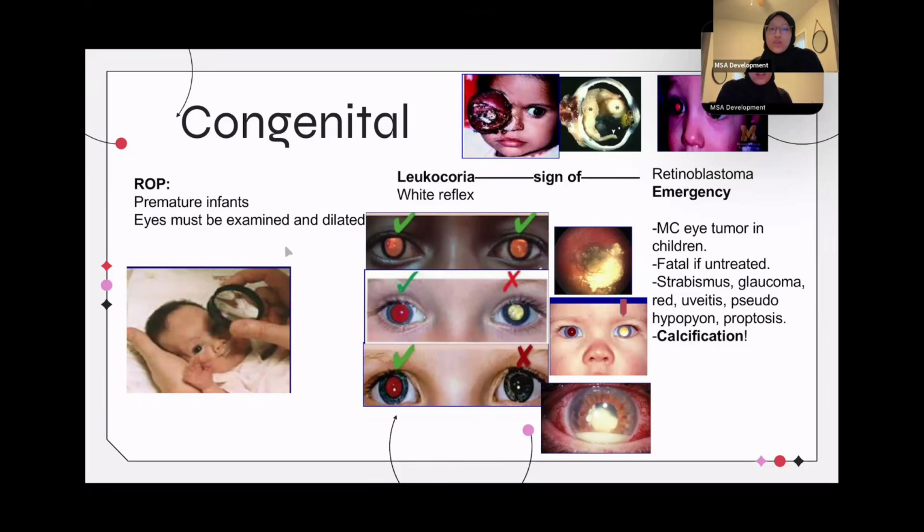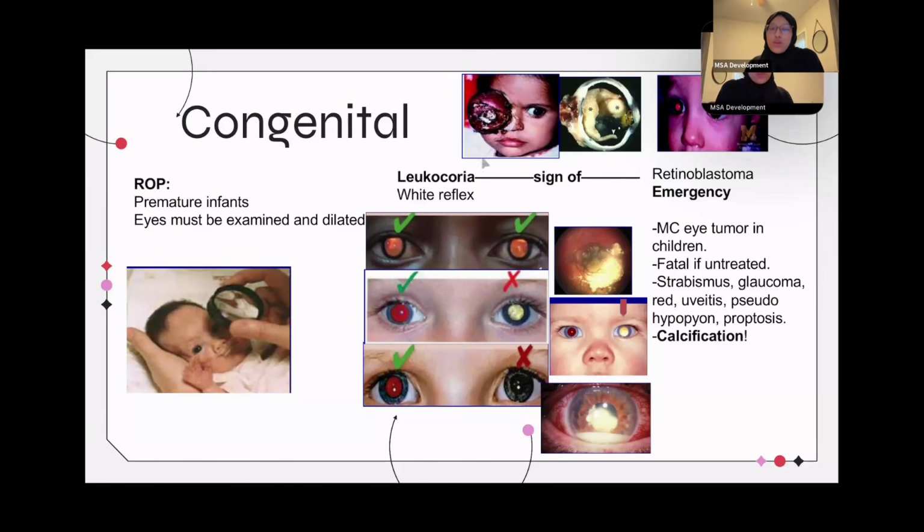So in the exam, you have to dilate and examine the eye to make sure it's okay in premature babies. Here, what is abnormal is the white reflex. Having a red reflex is very good and it's normal. So that is important. If they don't have a reflex or have a white reflex, that is the abnormal part.